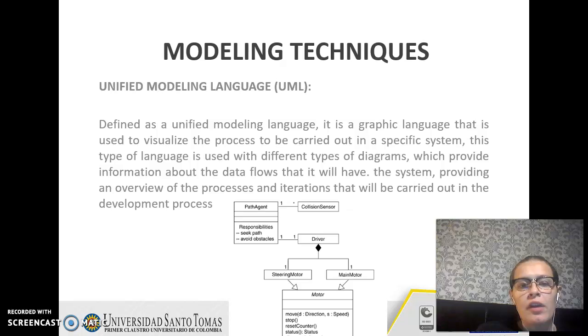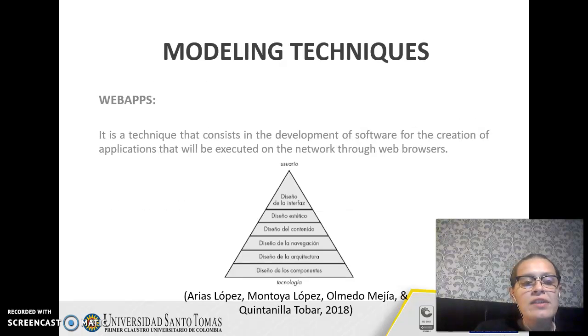Unified Modeling Language, UML. It is a graphic language that is used to visualize the process to be carried out in a specific system. This type of language is used with different types of diagrams, which provide information about the data flows that the system will have, providing an overview of the process and iterations that will be carried out in the development process. Web apps. It is oriented more than anything to the web interface and how the user will interact with this type of application. Graphic design, inputs, outputs, sitemaps, among others, are handled.